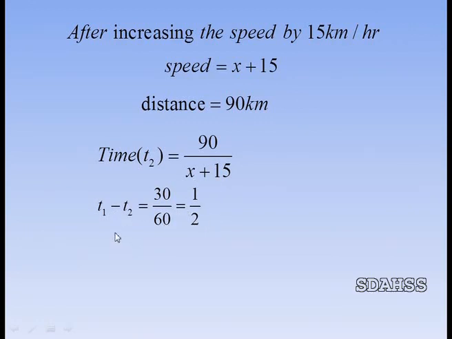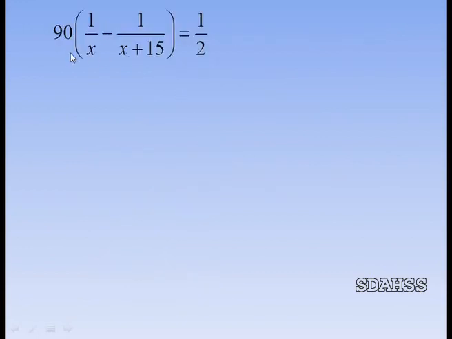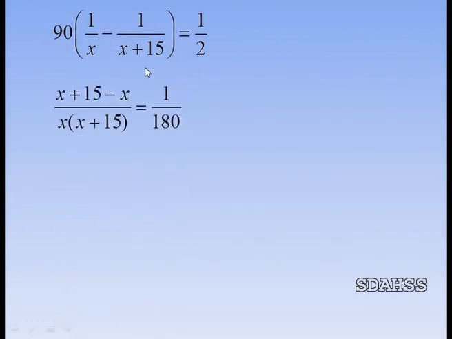Here substitute the values. In the place of T1 substitute 90 by x, minus, in the place of T2 substitute 90 by (x + 15), is equal to 1/2. Here 90 is common, so take it outside. So this becomes 90 into (1/x − 1/(x + 15)) = 1/2. Cross multiply. So 90 into 2, 180.